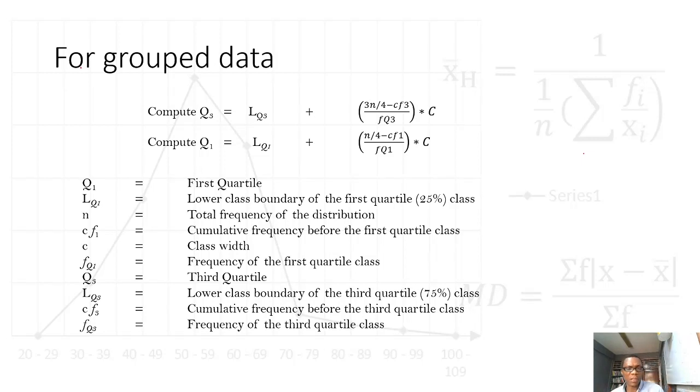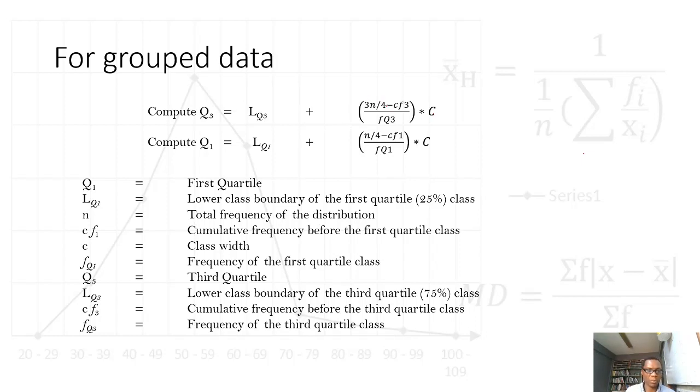So for grouped data, we will use the formula Q3 equals LQ3 plus into bracket 3n over 4 minus CF3 divided by FQ3, close the bracket and then multiply that by C.